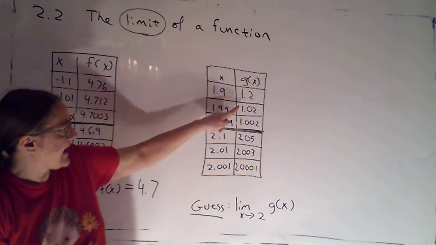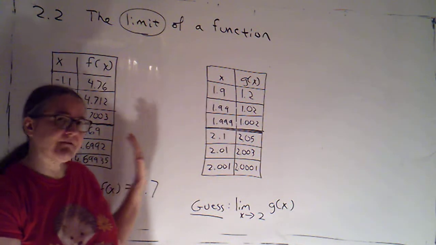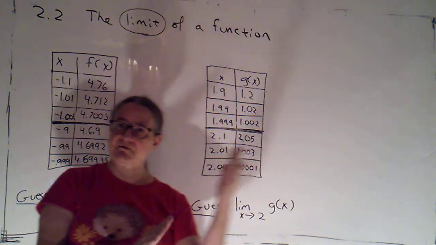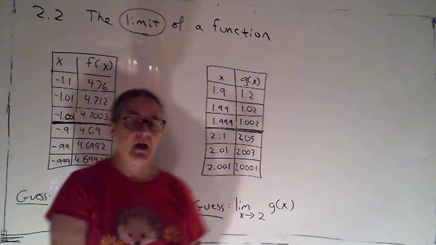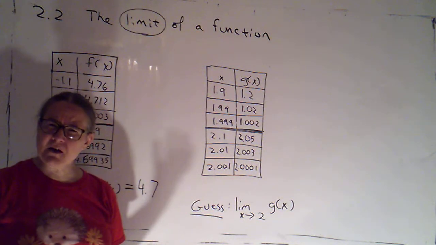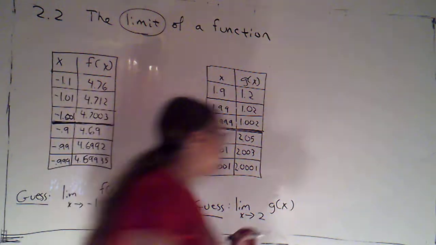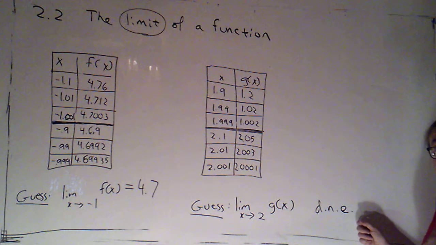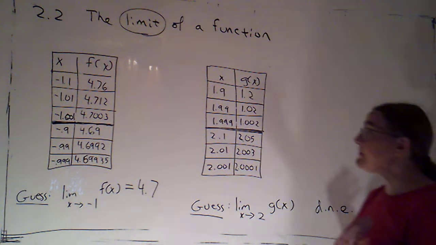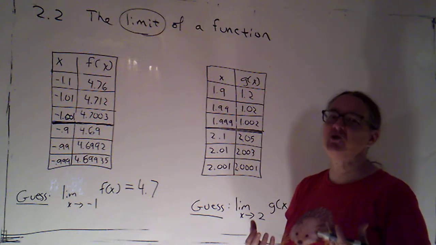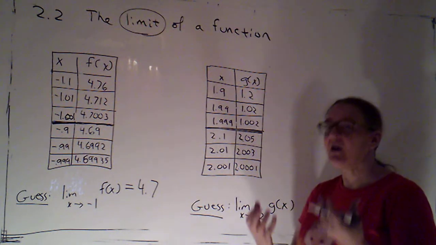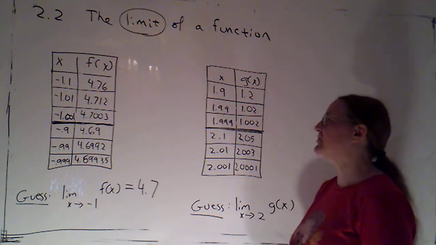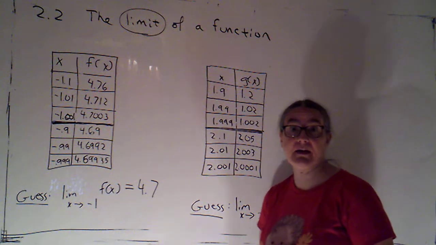The problem is the pattern that I see here when my x values are coming in from the left is different from the pattern that I see here when my x values are coming in from the right. Should I guess that the limit is both of those? No. My guess would be that this limit does not exist. That's because the limit, by definition, is unique. It's the value that the function values get close to. It's the unique y value that we expect based on the nearby behavior.